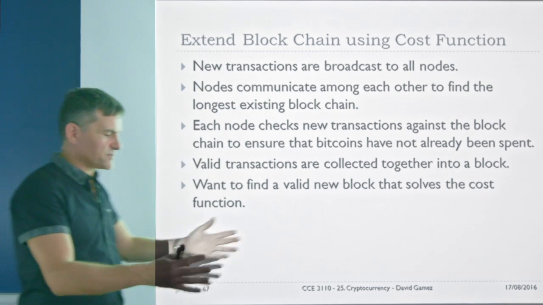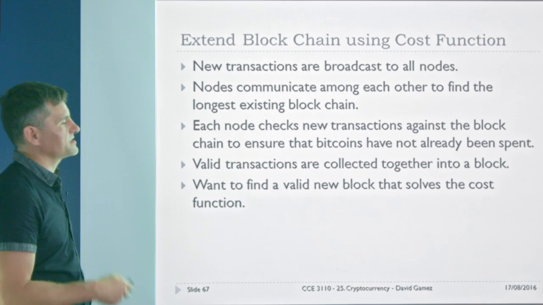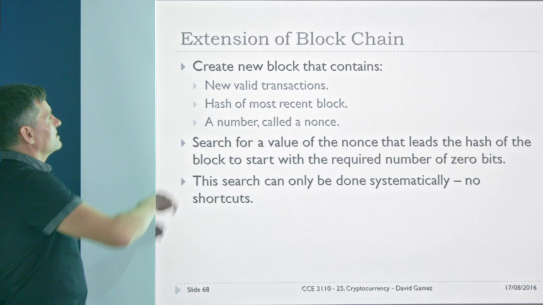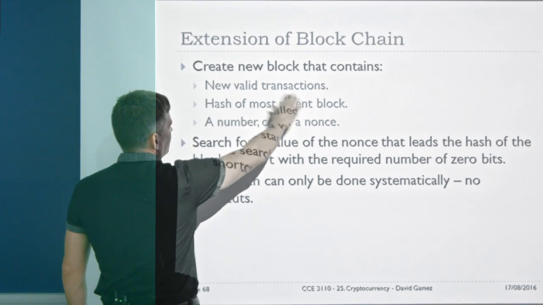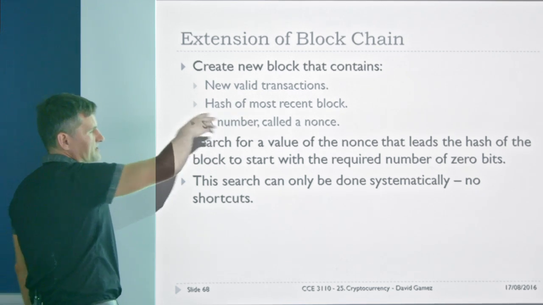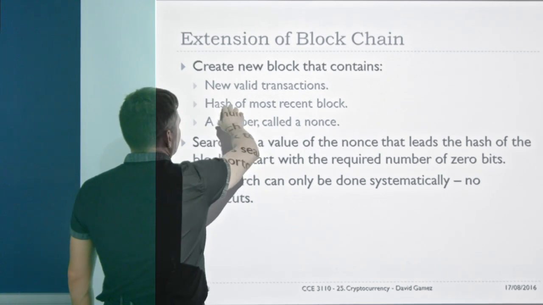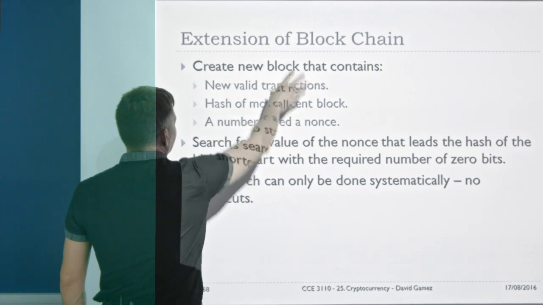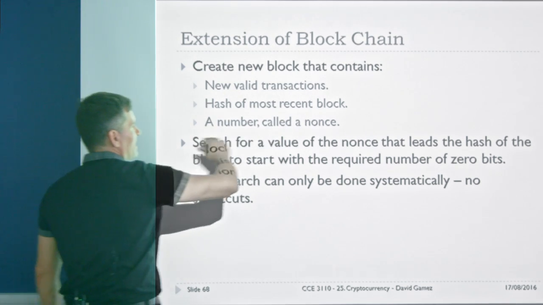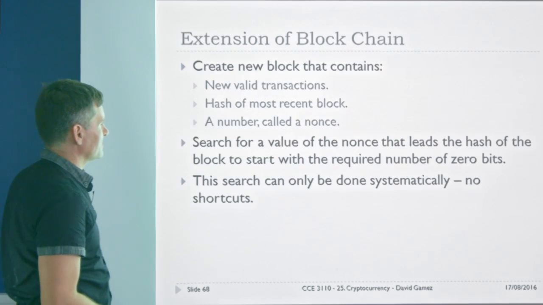Then they get a bunch of the valid transactions, put them together in a block, and then they want to find a new block that solves the cost function. So they create a new block, and this new block contains all of the new valid transactions that they've checked, because they're not going to get anywhere by including invalid transactions, because the other nodes won't accept it. It's a peer-to-peer system in which they're all checking each other. So the new block contains all these valid transactions, the hash of the previous block on the longest blockchain, and a number called a nonce, which is similar to this number here, which I'll explain.